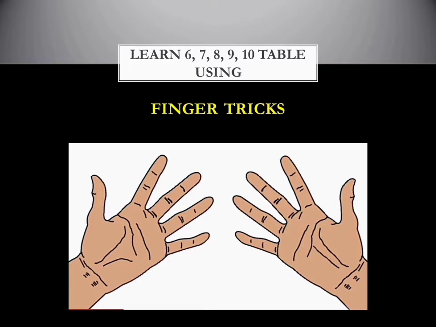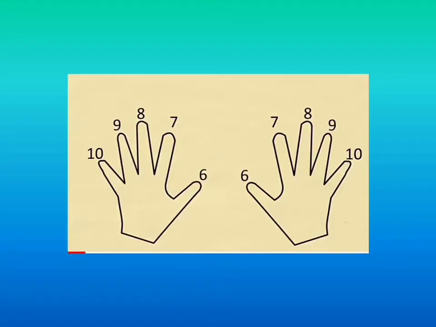Now I will show you one activity which teaches you how to count tables 6 to 10 on your fingers. It is a finger trick. You can follow me. Imagine the numbers 6 to 10 on your fingers from your thumb to your little finger. Let's do a problem of 7 into 8, multiply 7 into 8.